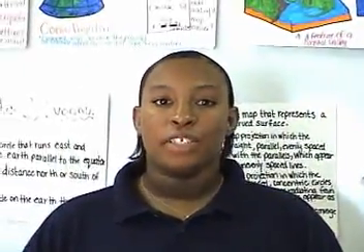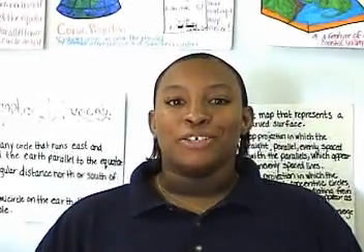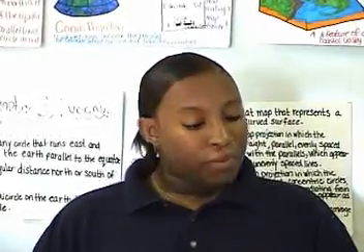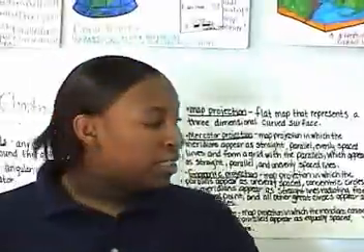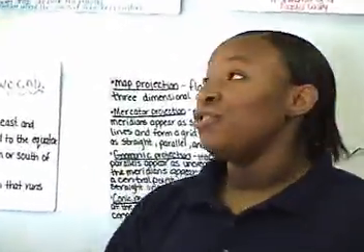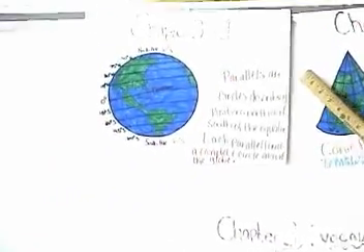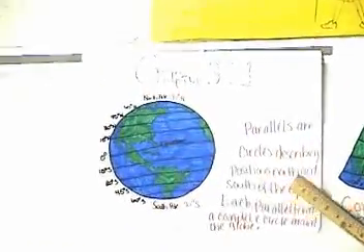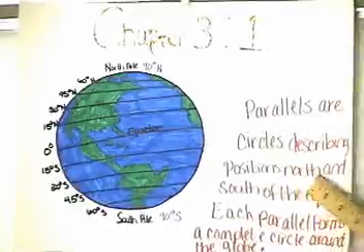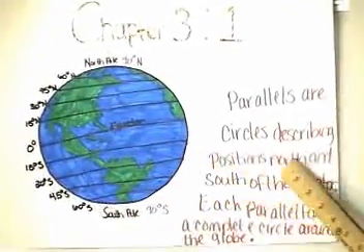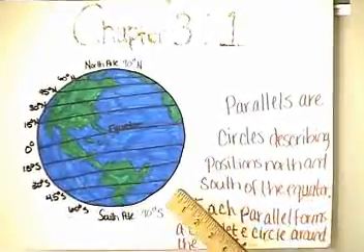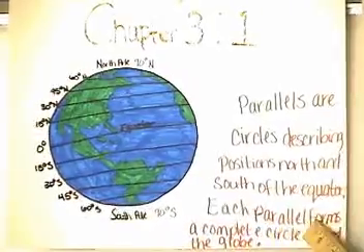Hello, I'm Tashana Mitchell, a junior at Carrot Academy of Technology, and I will be presenting the illustrations on Chapter 3. This is a model of the Earth, and these are parallels, or circles describing positions north and south of the equator. Each parallel forms a complete circle around the globe.